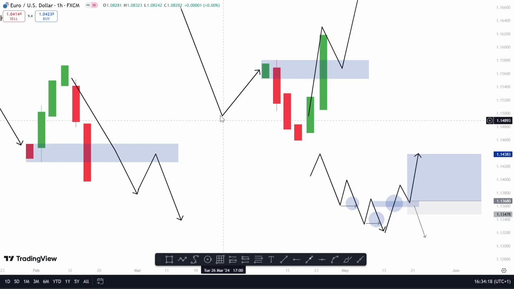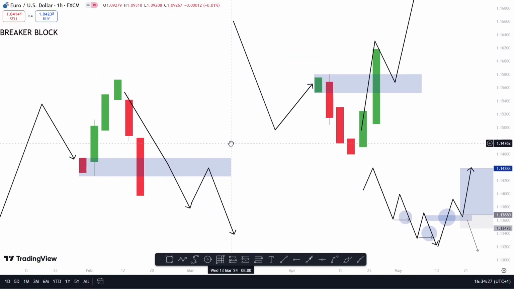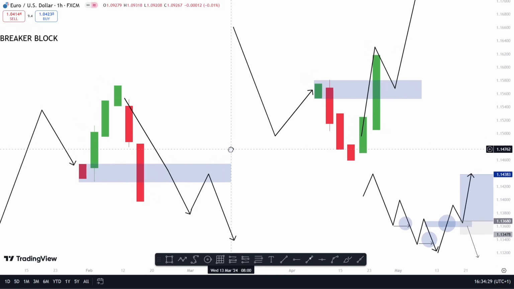All right, just understand these two key concepts. A demand flips through to become a supply, and a supply flips through to become a demand. If you can understand these two concepts, you literally understand order blocks and breaker blocks. There's nothing difficult about order blocks and breaker blocks. It's as simple as that.